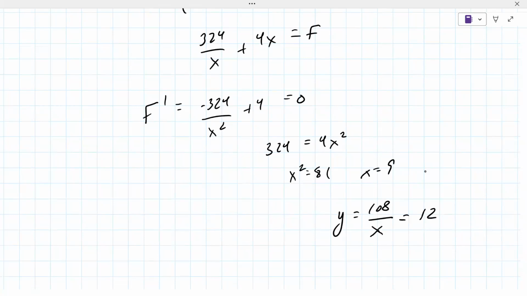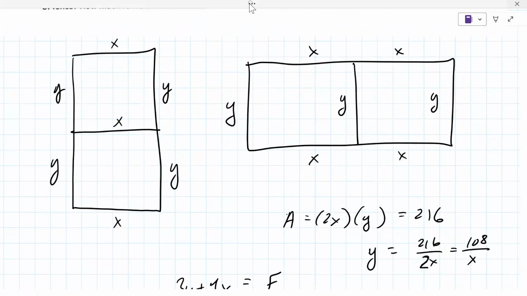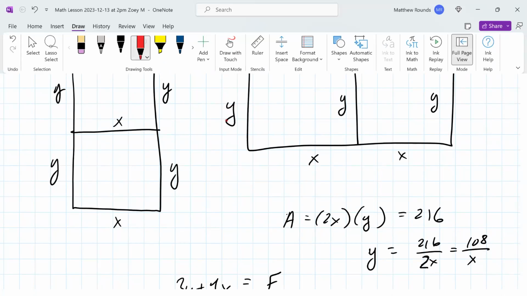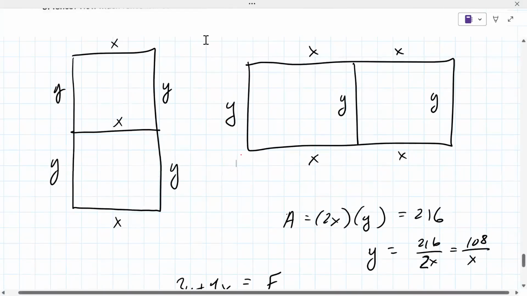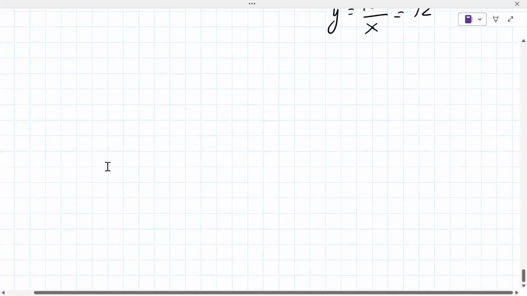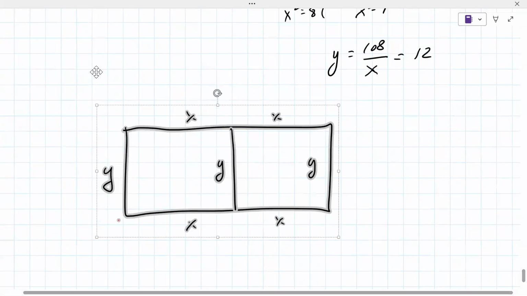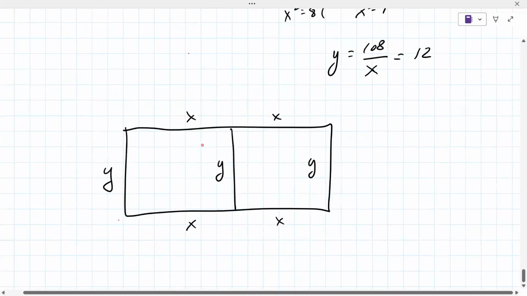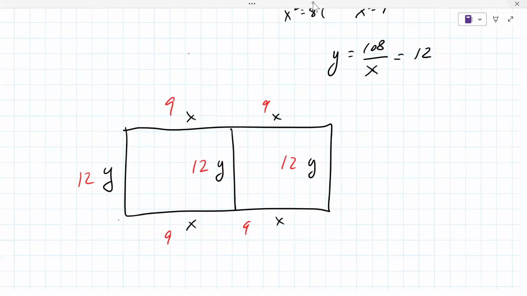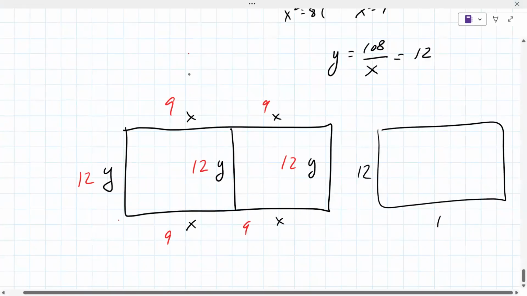So those are the values of x and y, but you got to go back to your drawing and put in the right values. All right, so y is 12, 12, 12, 12. x is 9 and 9. So the dimensions are 12 by 18.